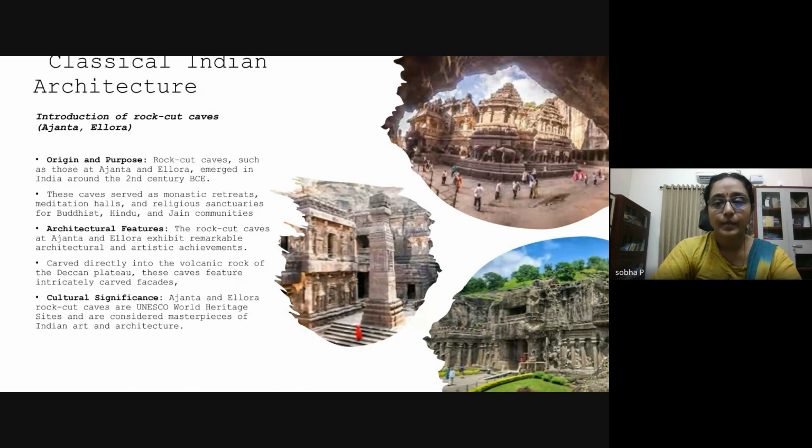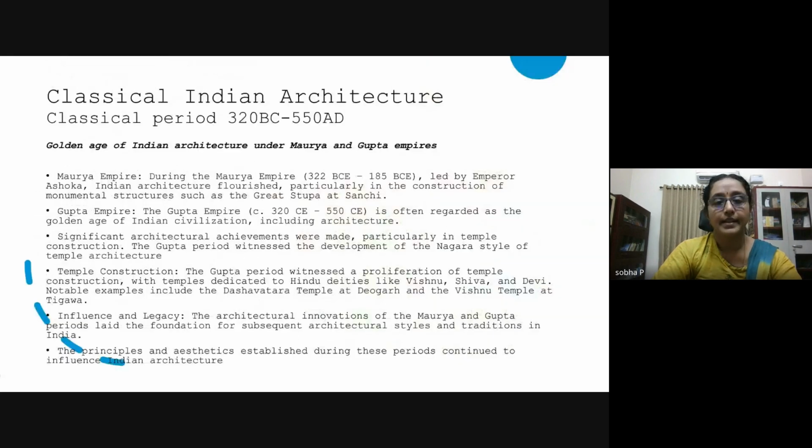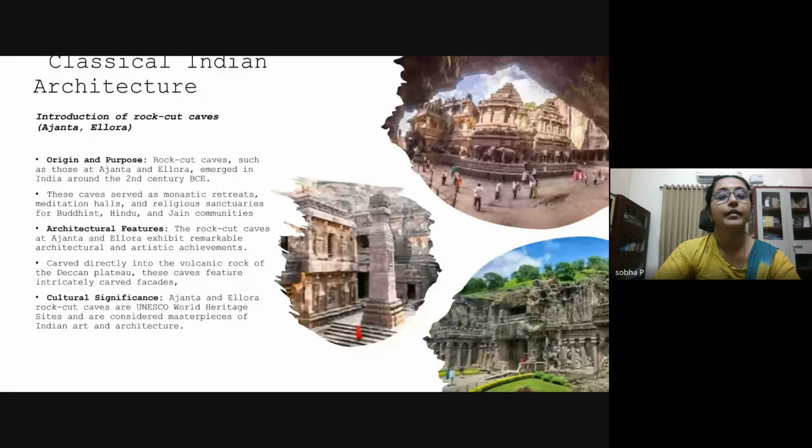This during the classical Indian architecture period actually led to the introduction of these rock-cut caves, that is Ajanta and Ellora, which emerged during the 2nd century BCE. These caves serve as monastic retreats and meditation halls for Buddhist as well as Hindu and Jain communities. They exhibit remarkable architectural and artistic achievements.